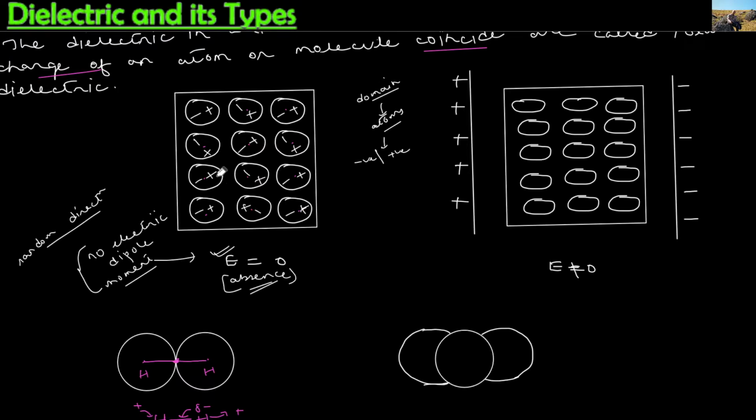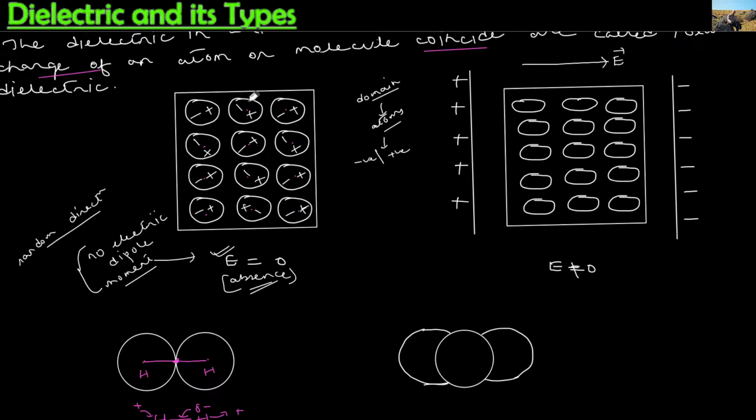So what happens when you take this dielectric and place it in between the plates of the capacitor, where electric field lines can pass through? When you place this dielectric inside the plates of a capacitor having electric field E, what will happen?